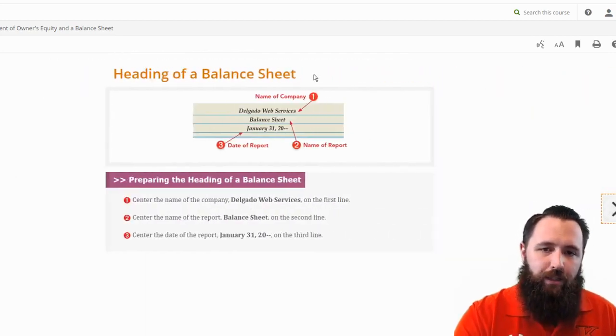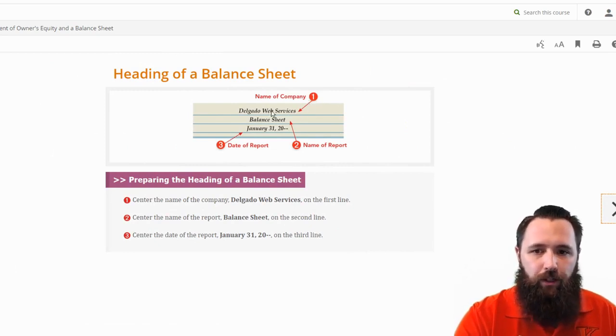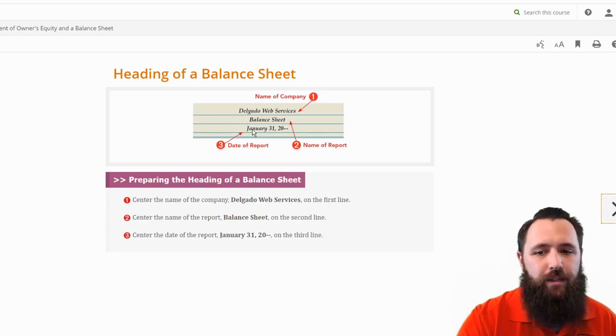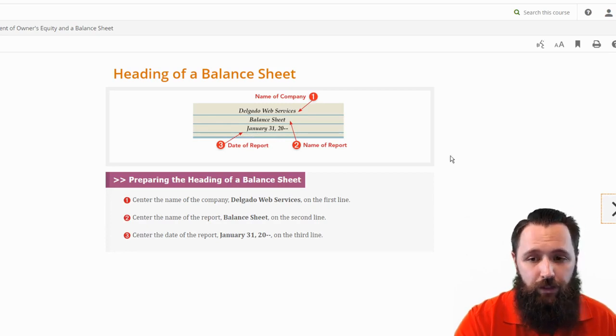So how is this heading of the balance sheet a little bit different? Well, if we look here, we put our company name, then we have balance sheet, but then it's just for the specific day of that report. That is how this differs. So it's not for the month ended or anything like that. It's just the last day in that fiscal period.